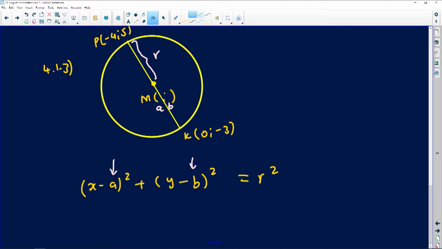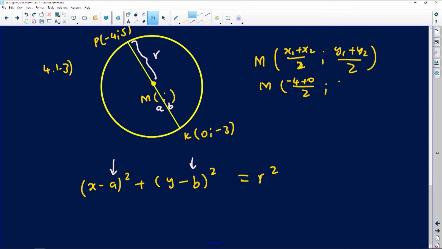M is the midpoint of those two points there. So the coordinates of M are going to be (x1 plus x2) over 2, (y1 plus y2) over 2. So I'm using the midpoint formula to try and figure out what the coordinates of M are going to be. So -4 added with 0 divided by 2, and then 5 added with -3 and divided by 2. So you end up with -2 as the x coordinate, and you end up with 1 as the y coordinate, because 5 minus 3 is 2. If you divide 2 by 2, you're going to end up with a 1.